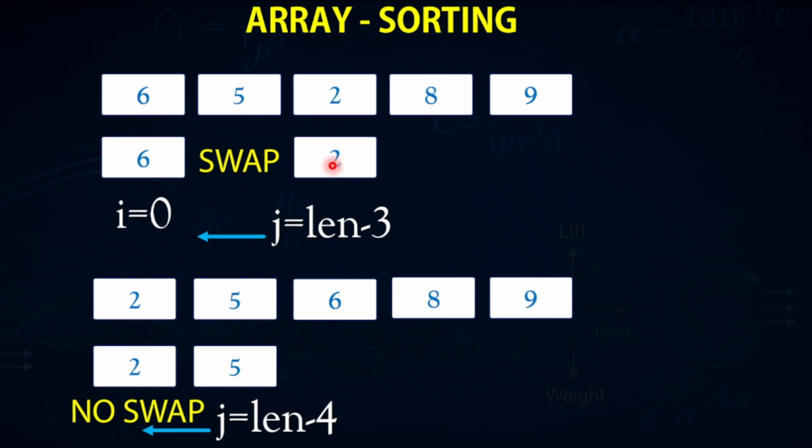Here it happens that 2 is less than 6, so we need to swap the two values. 2 would be replaced by 6 and vice versa, 6 by 2. All right, so you have 2, 5, 6, 8, 9. Then you go to the next element, which is at j equal len minus 4. 5 is already greater than 2. 2 and 5 are already in order. 2 is less than 5 and it is placed right before 5, so no swapping is needed in such case.